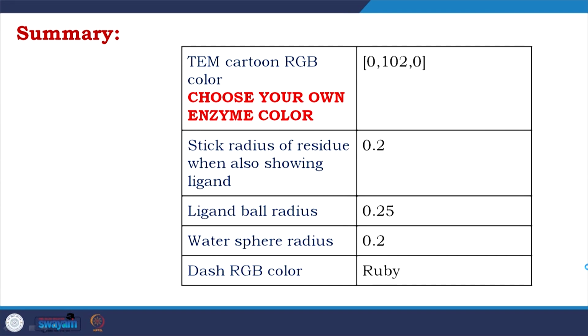So, the summary: if you have TEM, which is a beta lactamase, we have shown here the TEM cartoon in RGB color; you have to use 0, 102, 0. You could choose your own enzyme color. Stick radius of residue when also showing ligand 0.2, ligand ball radius 0.25, water sphere radius 0.2, dash RGB color ruby.